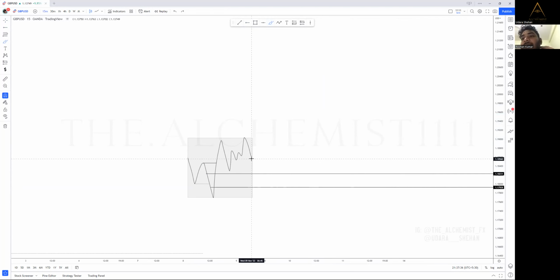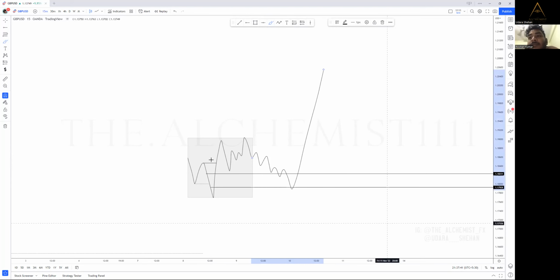Okay, London Killzone or London Open will come into either one of these zones and then go up, giving you a continuation of this bullish move. Can you understand? So this mitigation happens during London Kill Zone or London Open. I'll show you examples.